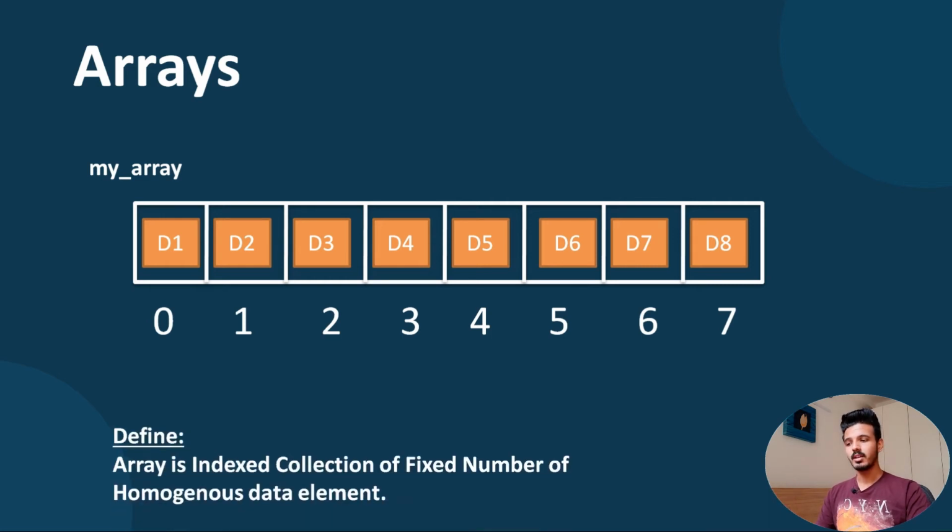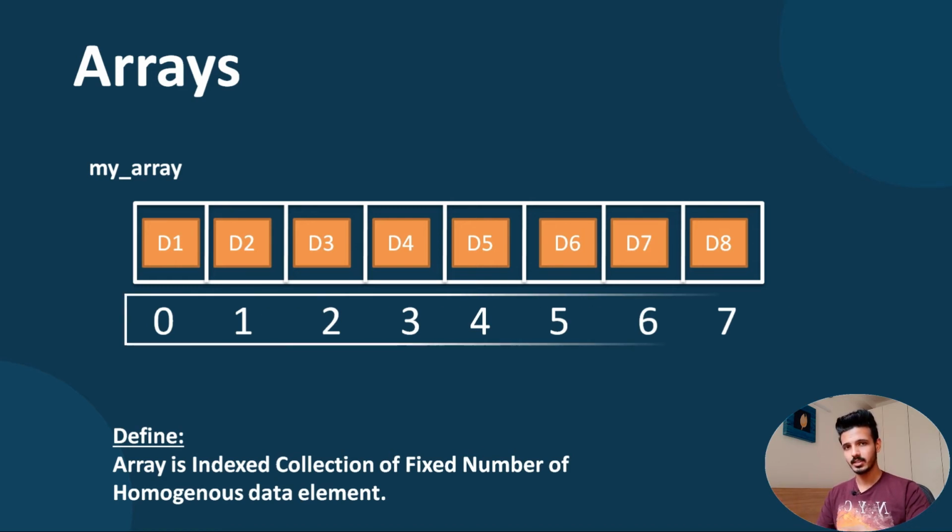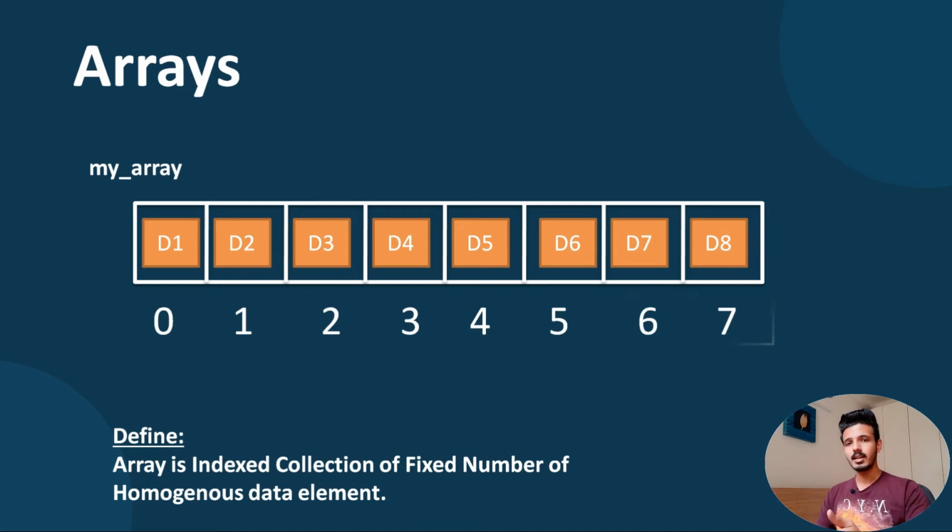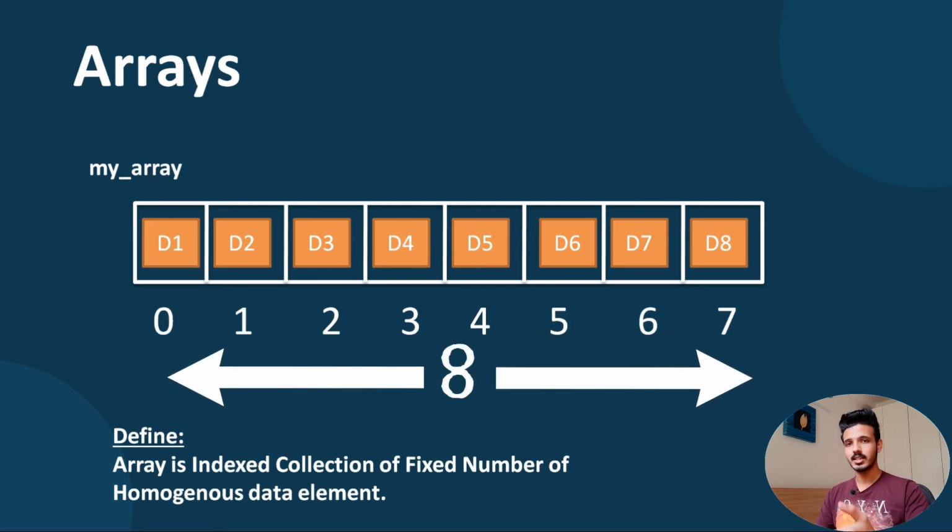So if you want to define an array, you could say it is an indexed collection of a fixed number of homogeneous data elements. Now if you break it into 3 parts, that is indexed collection, it means whatever array you make, whatever the size the array is having, it will have a collection of indexes. And the size that you mention at the time of array creation is fixed, and you cannot change it at runtime. That's why we say it's a fixed number.